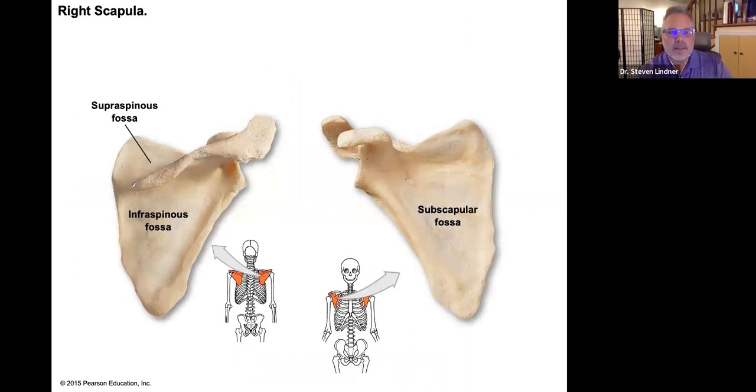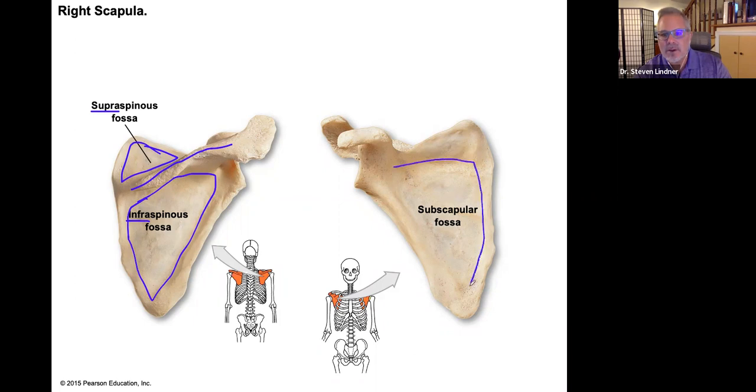Once we find the scapular spine, there's this depression above it, and then there is this big depression below it. And that's where we have the supra, meaning above, and infra, meaning below, the supraspinous fossa and infraspinous fossa. And on the anterior side, this large fossa here is the subscapular fossa.